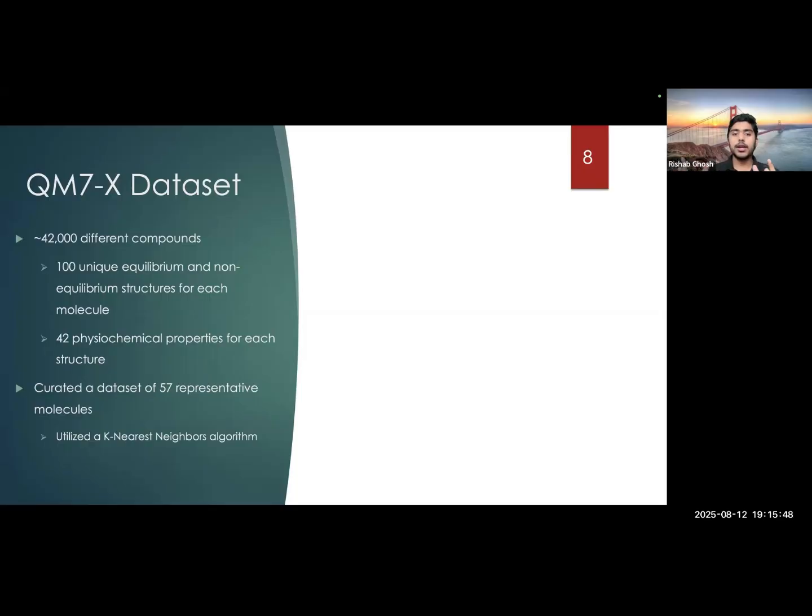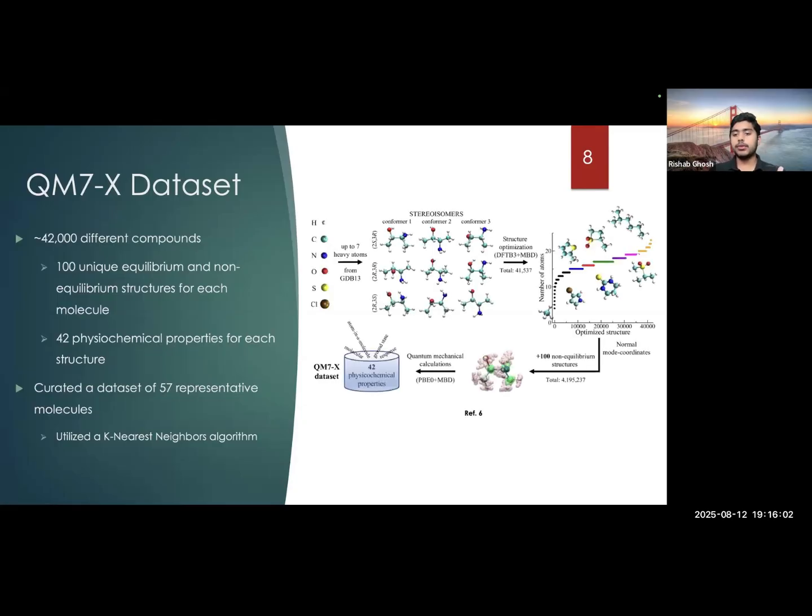Using these parameters, we clustered all the molecules into 8 groups and randomly picked a certain amount of molecules from each group to make our representative molecule data set. And here you can see a graphical depiction of how our QM7X dataset is represented or looks like.